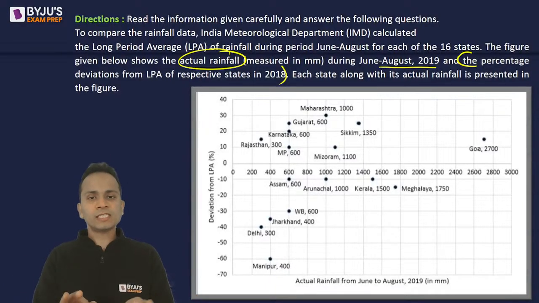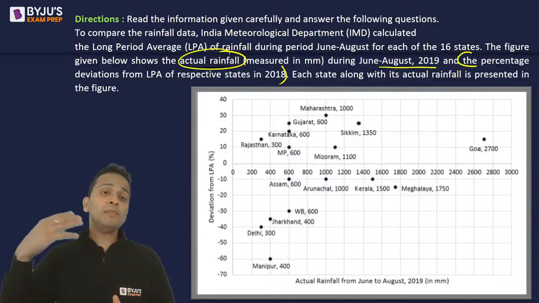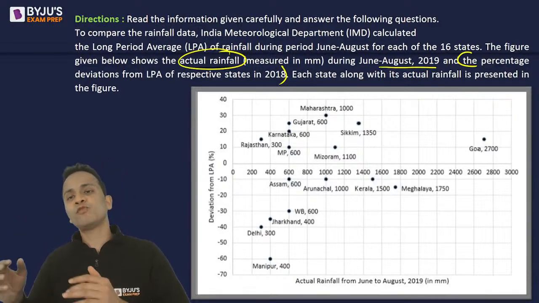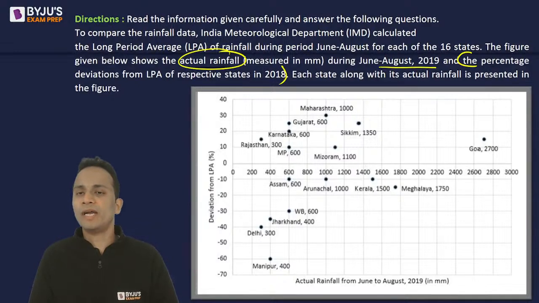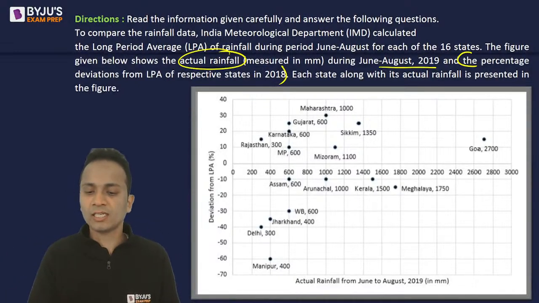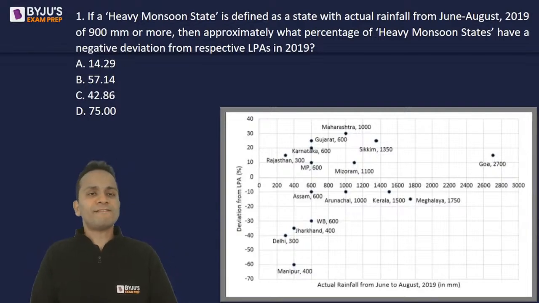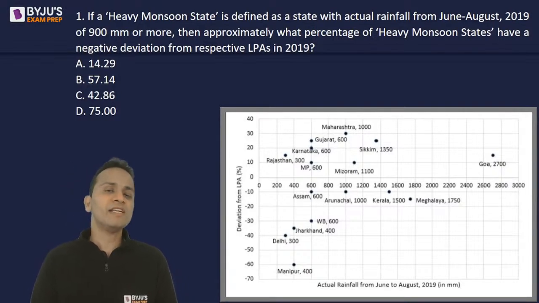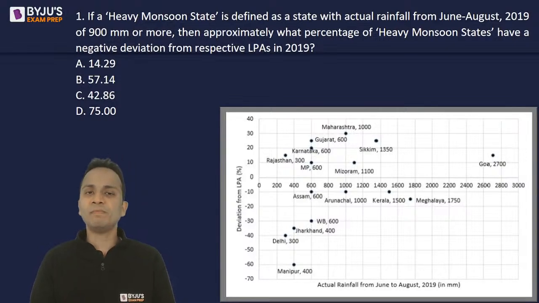Okay. Now based on this, let's start solving the question. Probably they may define long period average for a particular question in which it is required. But right now we know nothing about that. All right. Now let's look at the first question. Question number one is, if a heavy monsoon state is defined as a state with actual rainfall from June to August 2019 of 900 mm or more, then approximately what percentage of heavy monsoon states have a negative deviation from the respective LPAs in 2019? All right.